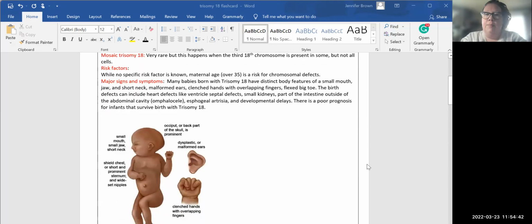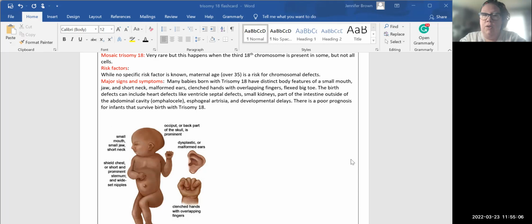The major signs and symptoms are that babies born with trisomy 18 have very distinct body features of a very small mouth, small jaw, and a short neck, as well as malformed ears, sometimes referred to as elf ears, as they come to a point. They have clenched hands with overlapping fingers and a flexed big toe.